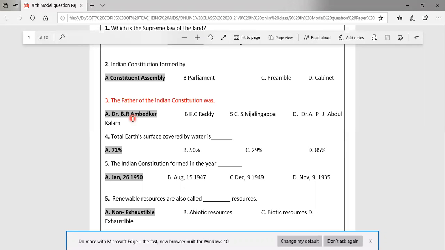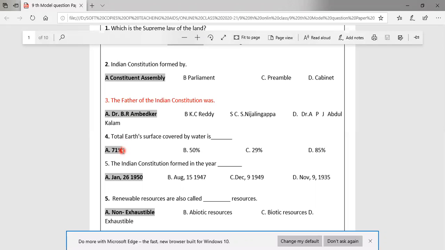The fourth question is, the total earth surface covered by water is dash. Option A, 71%. Option B, 50%. Option C, 29%. Option D, 85%. Option A, 71% is the right answer.